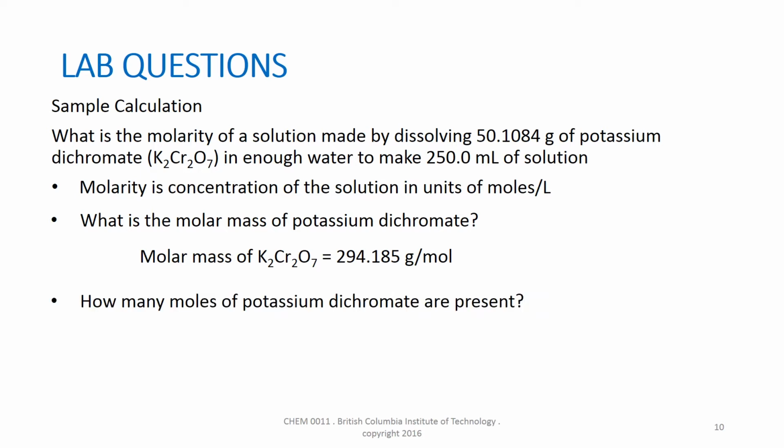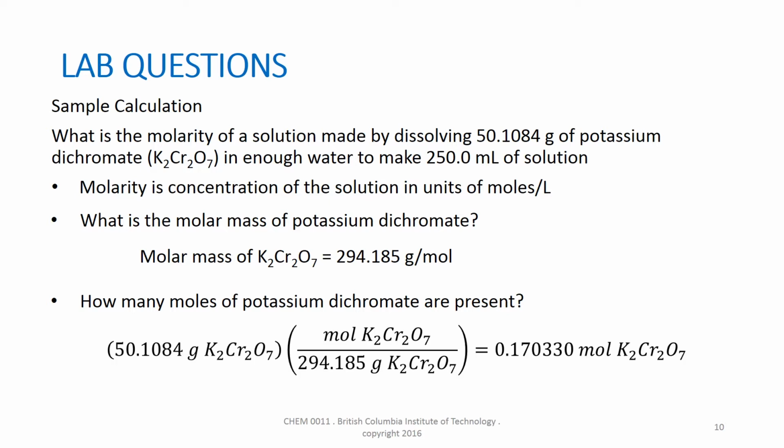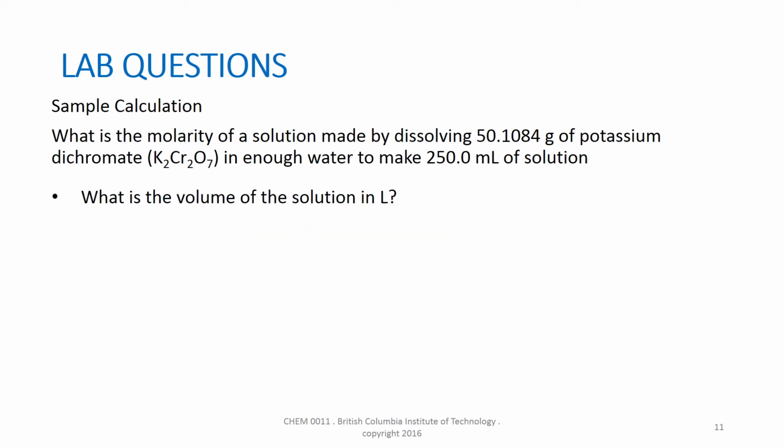Now the moles of potassium dichromate present can be calculated. It is found that 0.170330 moles of potassium dichromate were present. What is the volume of the solution? There are 1,000 milliliters in 1 liter, so 250.0 milliliters is equal to 0.2500 liters.